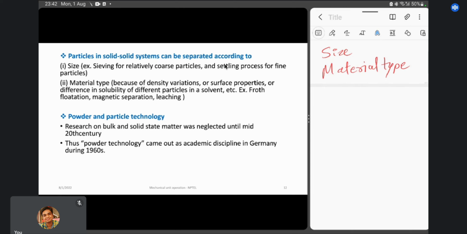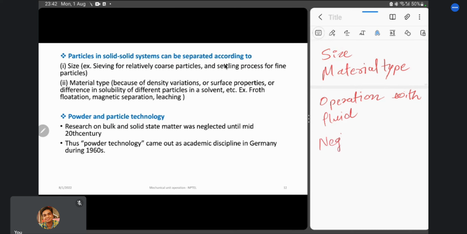So the main thing is, in the early 20th century up to the mid 20th century, no one was talking about bulk and solid state matter. Although fluid and other operations, including fluid particle operations with fluid, are very well known, and fluid flow phenomena started very early, no one discussed the solid. So solid was neglected.